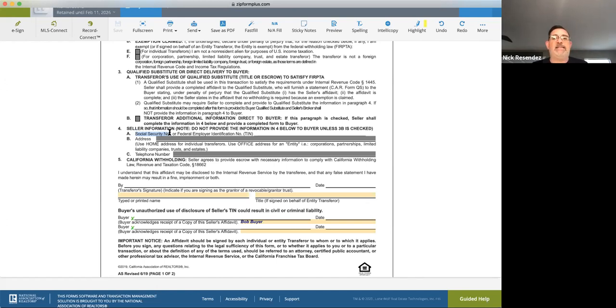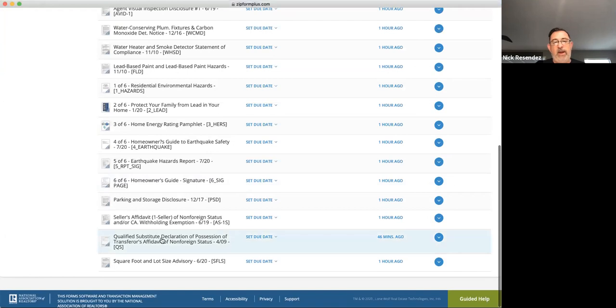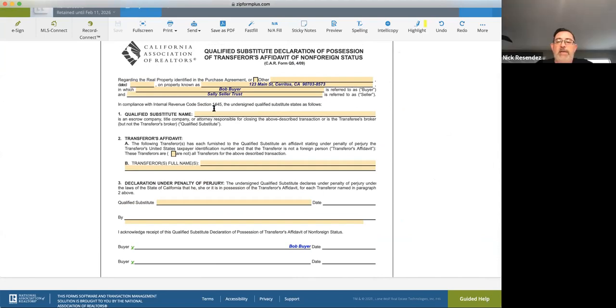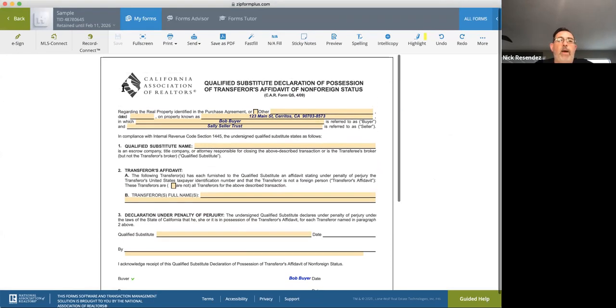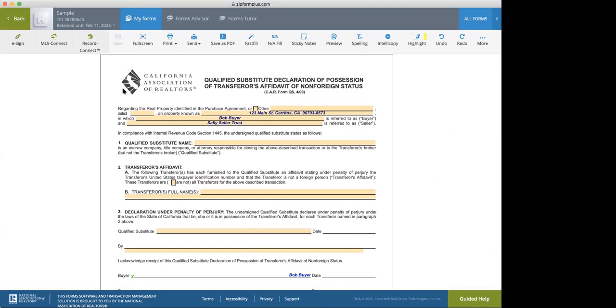And it basically says, escrow is making a declaration that says, I have the affidavit. I have the information needed. Okay. If we're having a qualified substitute, by the way, that's the next form called the qualified substitute. And it's just a simple who's holding the document, who's holding the affidavit. Okay. And that's it. By the way, there is a California withholding requirement.